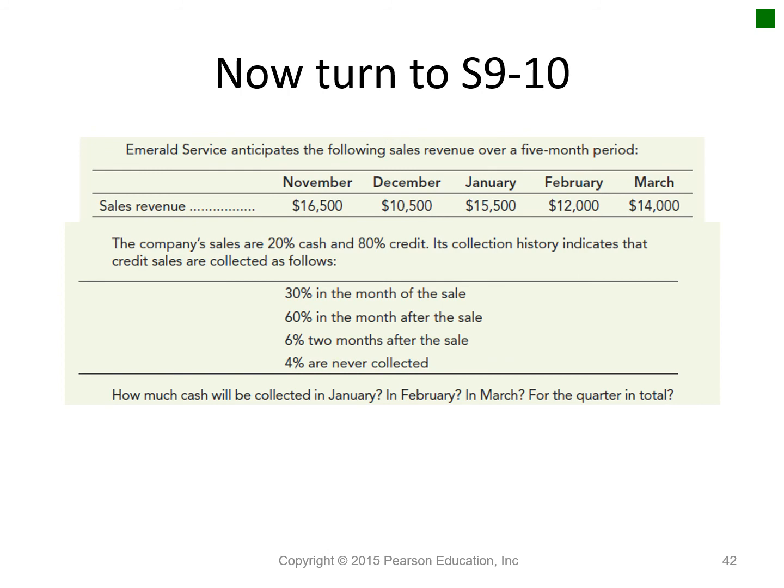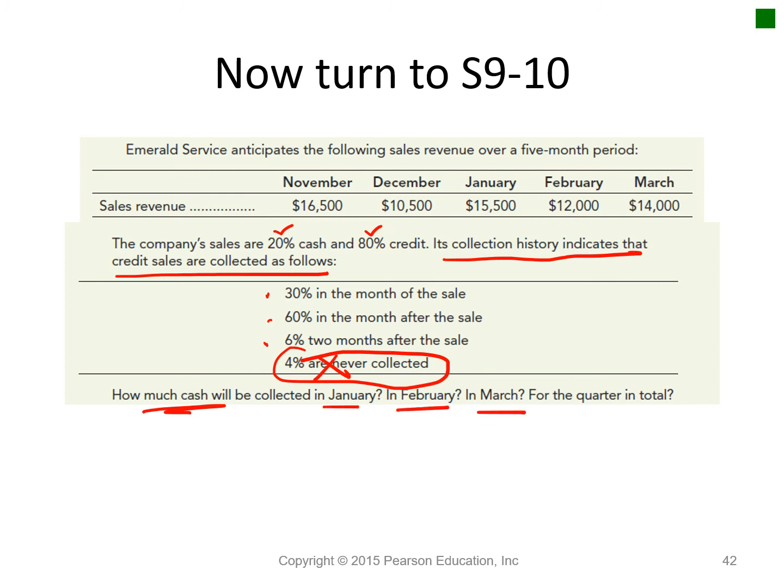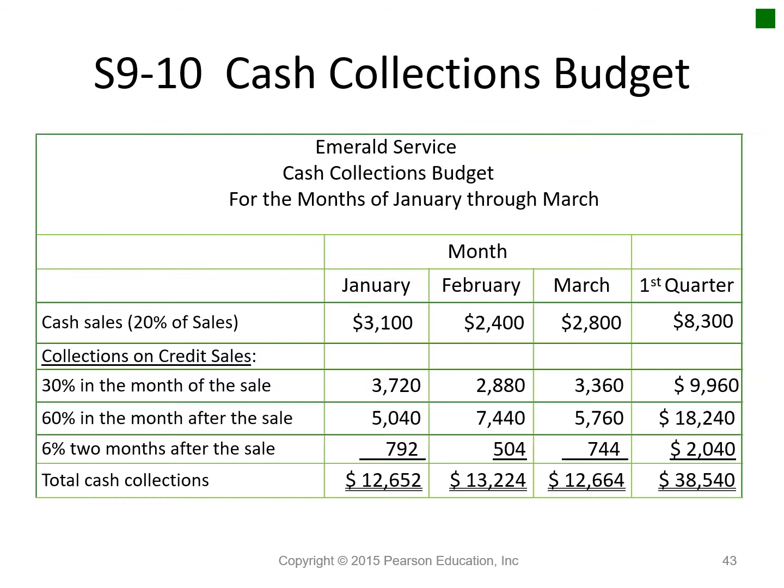Okay, so let's look at this illustration. We've got sales revenue over a 5-month period, November through March. They tell you that the company sales are 20% cash, 80% credit. Its collection history indicates that credit sales are collected as follows. So here's basically, it's 30% in the same month, 60% next month, 6% 2 months later, 4% are never collected. You actually don't have to even worry about that one because we're only interested in collections, not non-collections. The question says, how much cash will be collected in January, February, and March? So we'll show you this in the next slide.